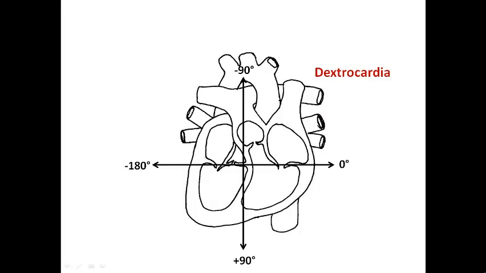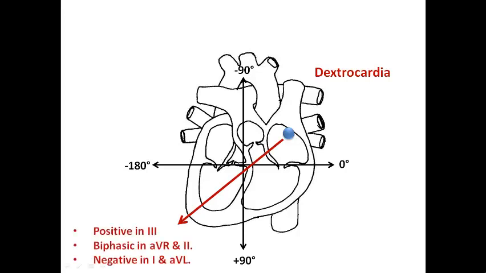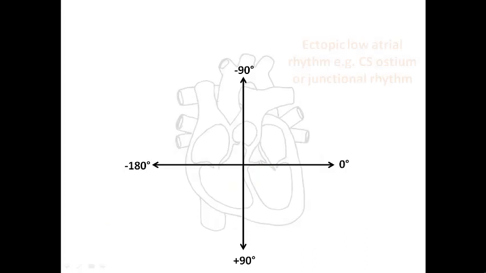If you have an image of dextrocardia, in which the heart is reversed like a mirror image, the SA node lies in the left upper quadrant of the heart. The SA node would not be on the right side of the heart as we expect. So here the axis of atrial depolarization is directed towards the right lower quadrant of the heart, and so it would be positive in lead 3, biphasic in lead aVR and lead 2 because its axis is perpendicular to these leads, and it would be negative in lead 1 and aVL.